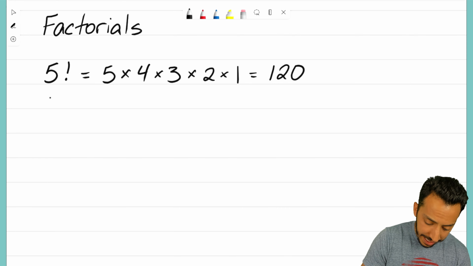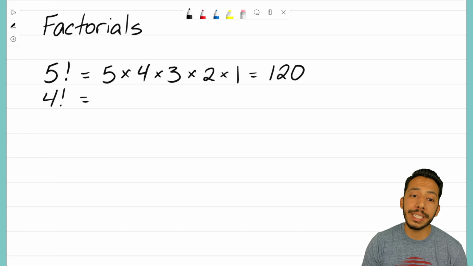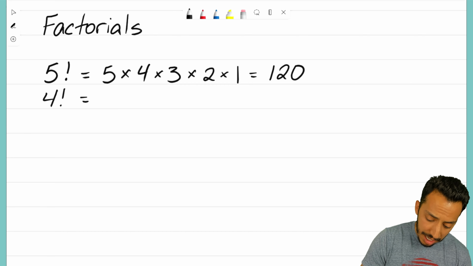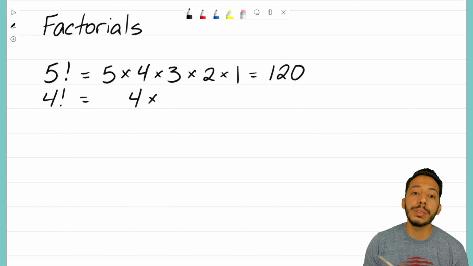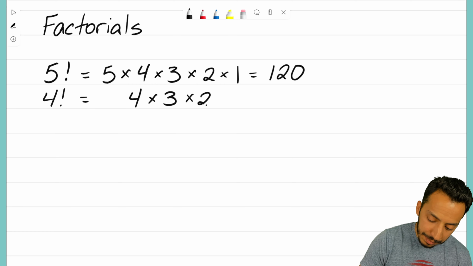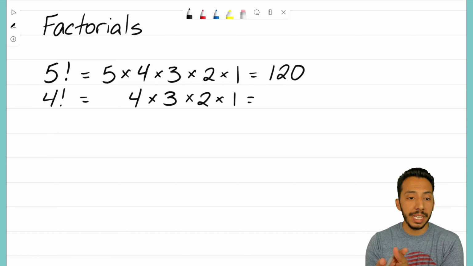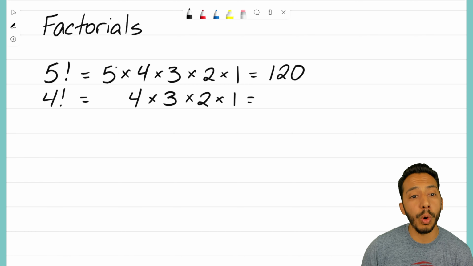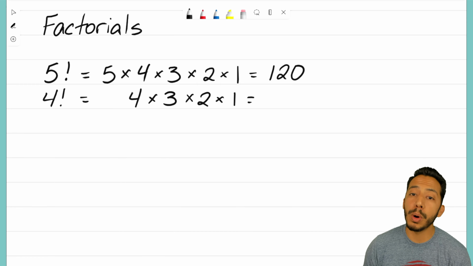So I could go ahead then and take 4 factorial. Right? Let's do the next one that's less than it. Again, 4 factorial is just starting at 4 and multiplying it by every single number less than 4. So we start at 4 times 3 times 2 times 1. Notice that what we have here is really just 5 factorial, just take off the 5, right? We're just taking off that first one. For 4 factorial, we start at 4, and we want to multiply this out.